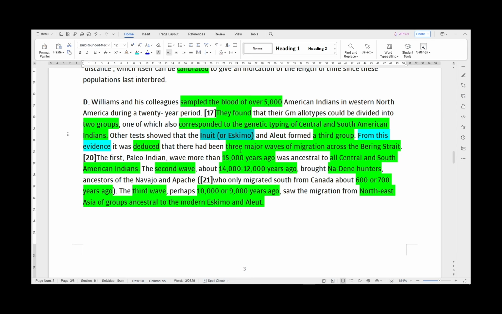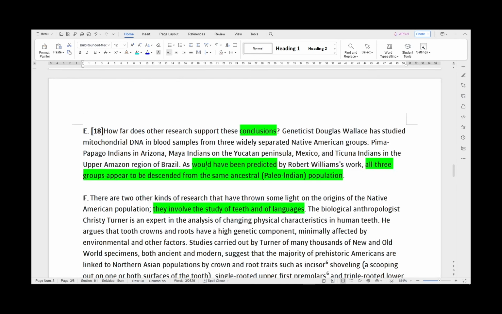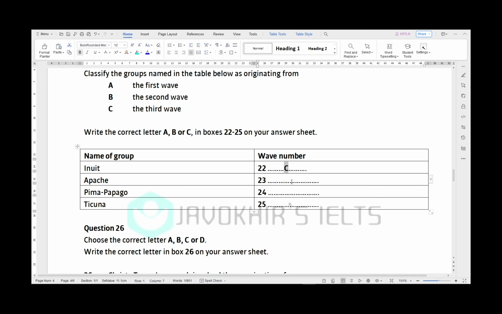And we remember the word Apache. Where was the word Apache? We have Nadene. Do we have Nadene, or what is that? Let's look at the second wave. We remember the second wave: Nadene hunters, ancestors of Navajo and Apache. So Apache is in the second wave. Okay, so I would say the answer is B. I'm going to take that and make it bold.